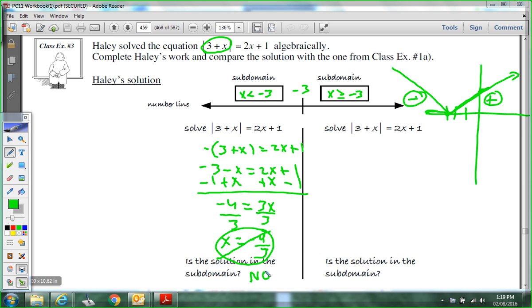So let's look at the one on the right. The right side of negative 3 is the positive piece, so we keep it as is. Minus the x again. I like to move the x to make it positive. 2 equals x. X equals 2. Is 2 bigger than negative 3? It is. So 2 is your only answer.